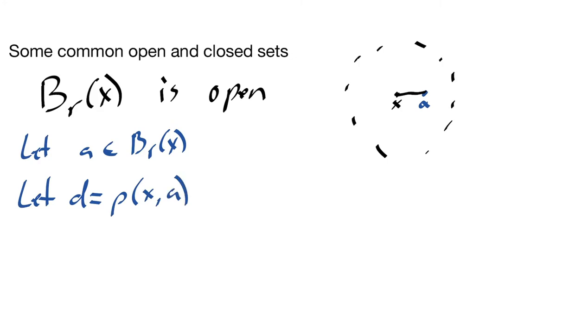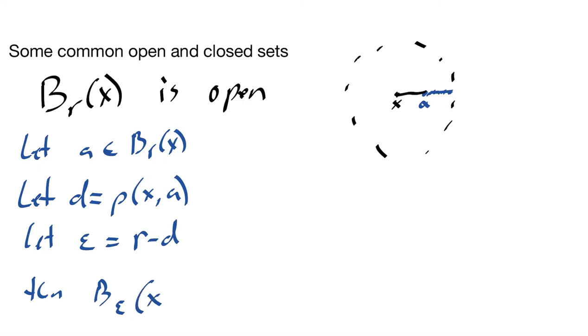And then all I have to notice is, what is this distance? I just need something shorter than that distance right here. So I'll let epsilon be r minus d. And if I wanted, I could let it be r minus d divided by 2 or something. But then the ball of radius epsilon around A must be an element of the ball of radius r about X.